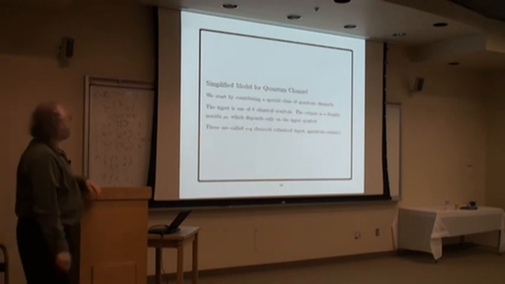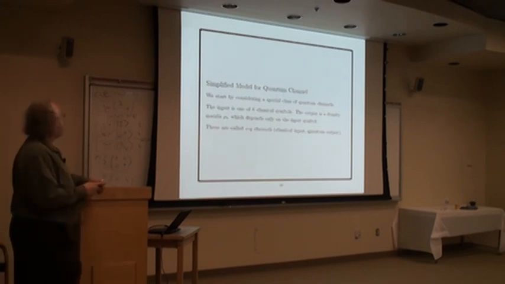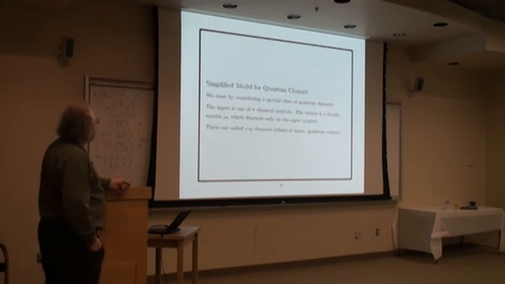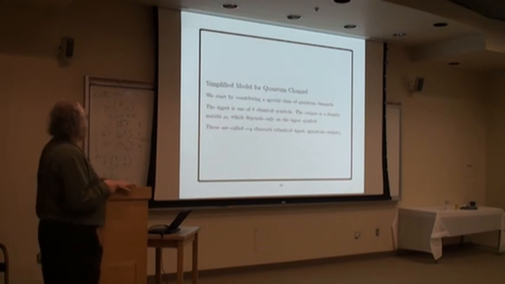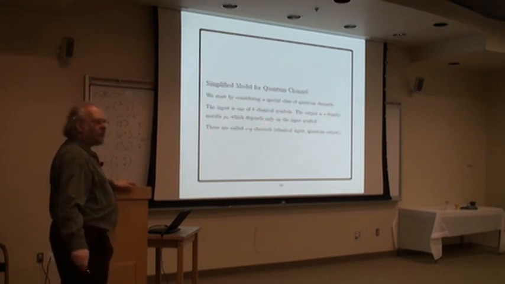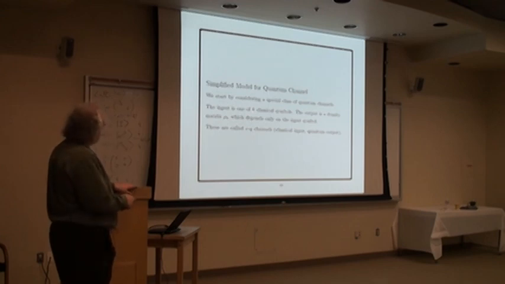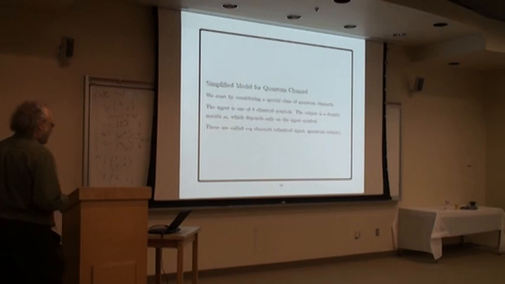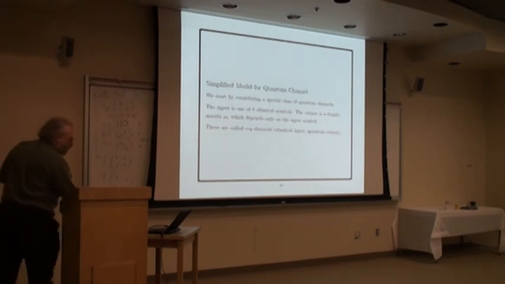So now let's talk about quantum channels. Let's start by considering a special class of quantum channels. I'm going to talk about channel coding now. In this class, the input is one of k classical symbols, and the output is a density matrix rho of k, which depends only on the input symbol. So the input is classical and the output is quantum. These are called CQ channels, C for the classical input and Q for the quantum output. And there are also QC channels.